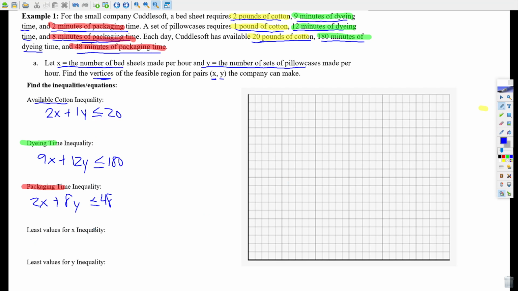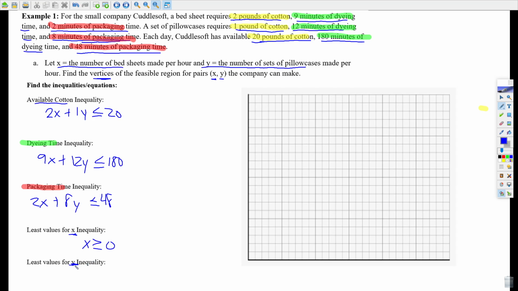All right, the last two inequalities: it says the least values for x and least values for y. Think about the fact that we can't use anything less than 0. If we're going to make bed sheets, it's not possible to make a negative number of bed sheets or pillowcases. So x stands for the bed sheets, and x, the number of bed sheets, has to be bigger than or equal to 0. We're allowed to use 0 bed sheets. We could just make all pillowcases, but it has to be bigger than or equal to 0.